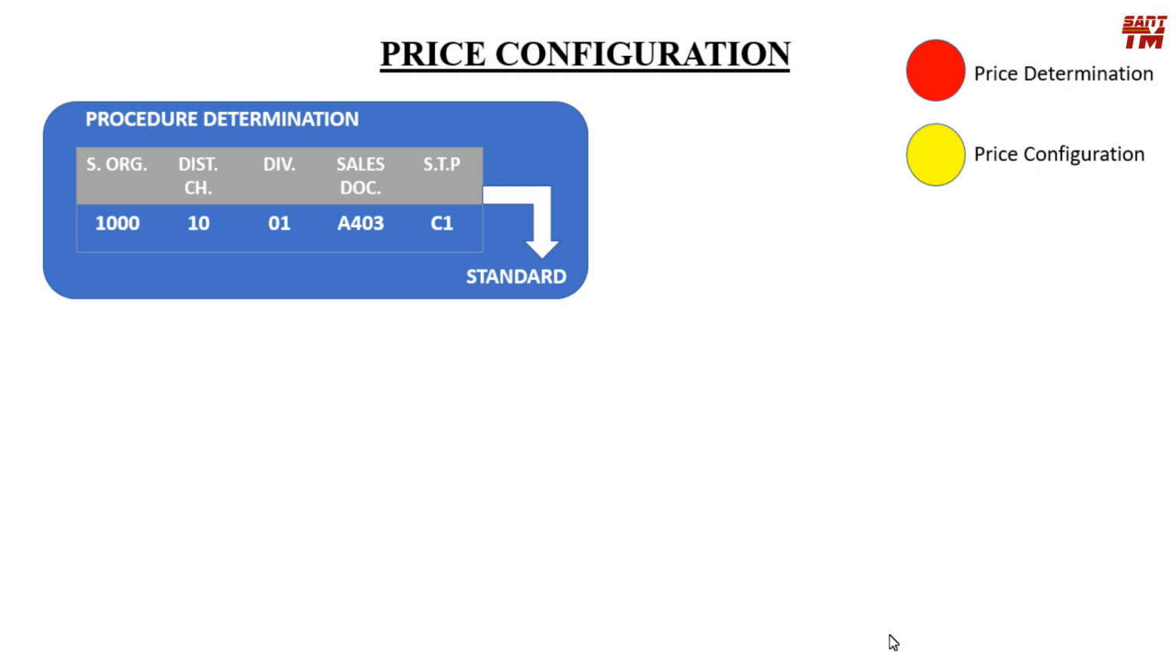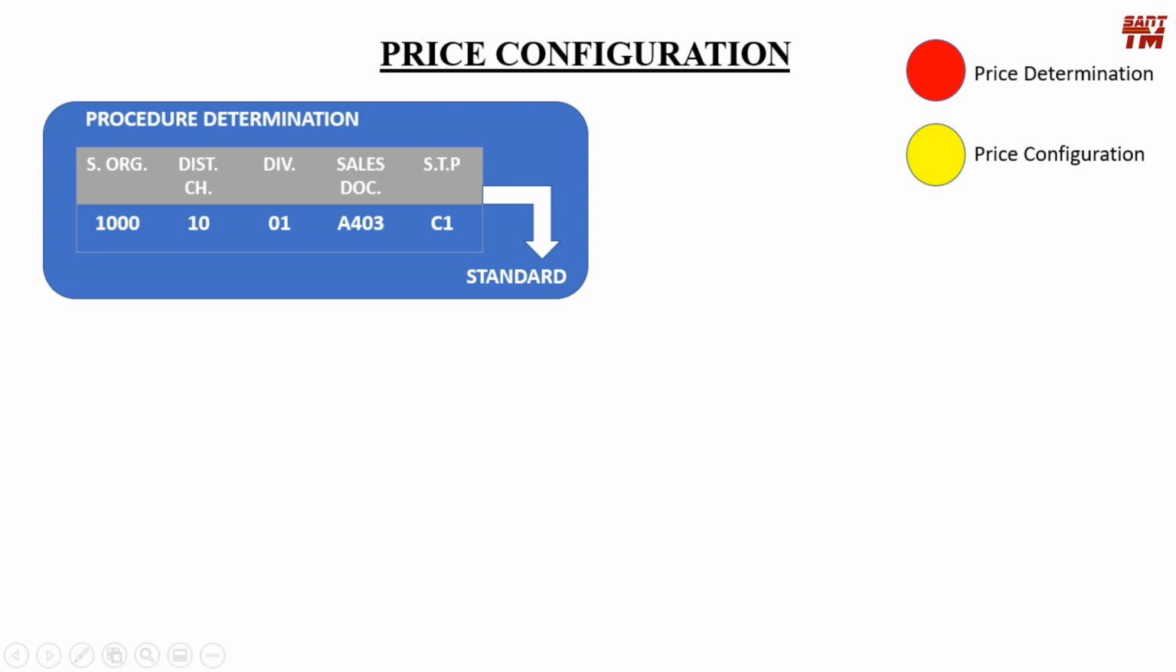Some employee has created the condition table, some employee has created the access sequences, some employees have created the condition types, some employees have created the sales document, sales organization, customers in the SAP system. That's why we are able to find out the final price of a particular product, keeping all those factors in mind. So through this simulation, let us learn what price configuration is.